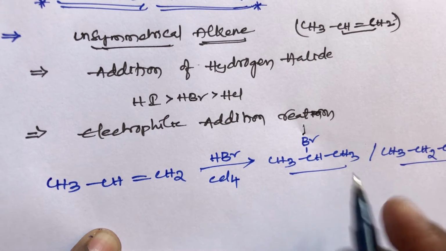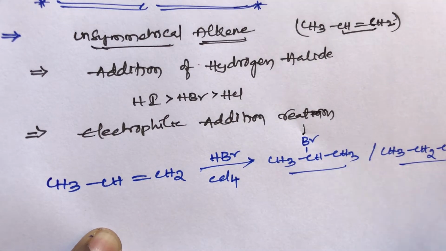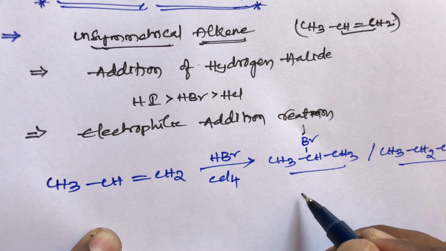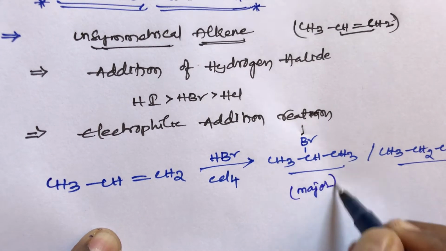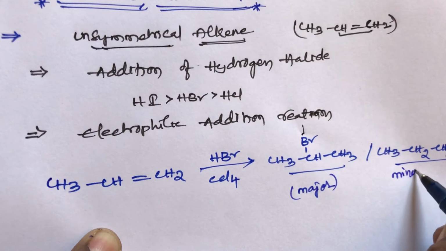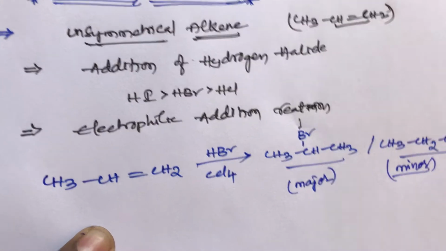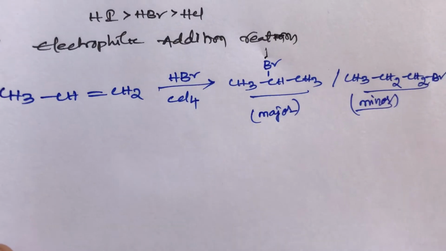What is the difference between these two? Out of these two, which one is the major product? 2-bromopropane is the major product, and 1-bromopropane is the minor product. What is the reason, students? I will give the explanation in the mechanism.